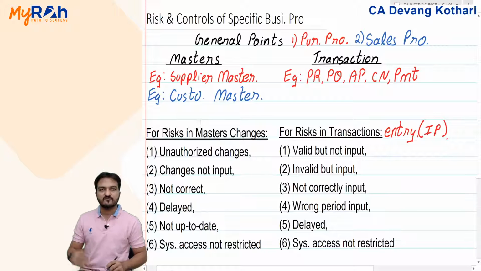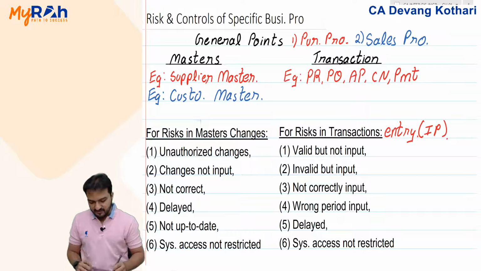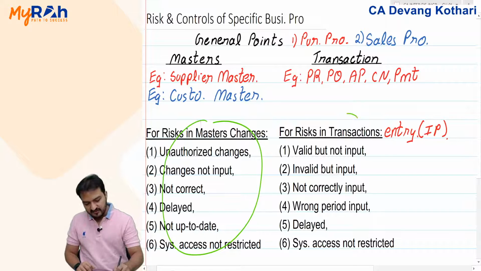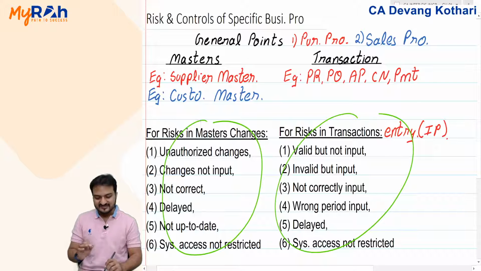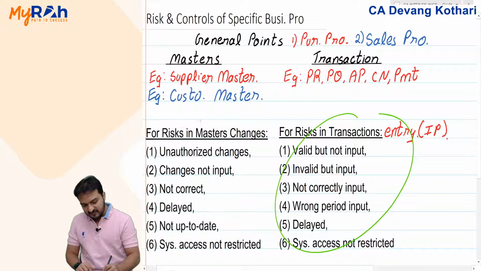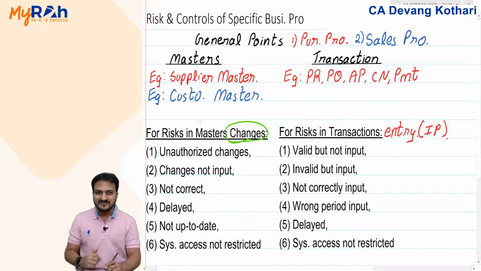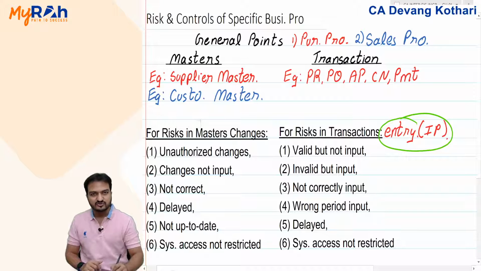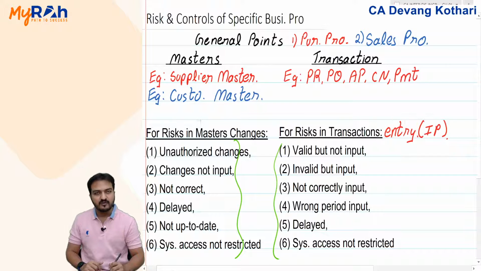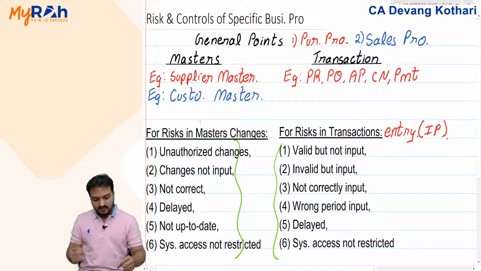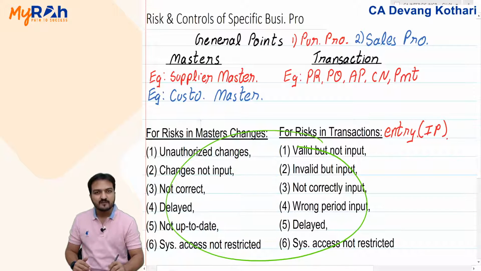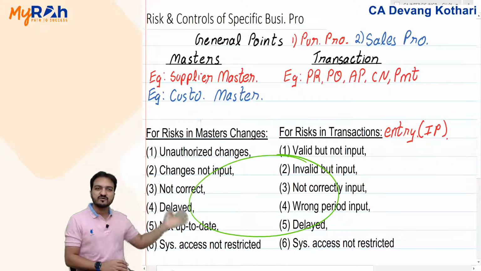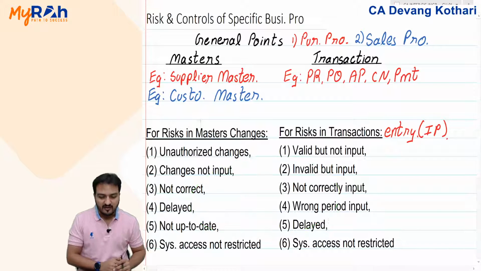a list of general points regarding risk in master changes, risk in transaction entry. Notice, in case of master data, risk is of changes. In case of transaction data, risk is of entry, risk is of input. And I had given you general points over here that I wanted you to memorize. Plus, I gave you a method that using these 12 general points, how can you create the entire list of examples that they have given. Yes, that I had explained to you.